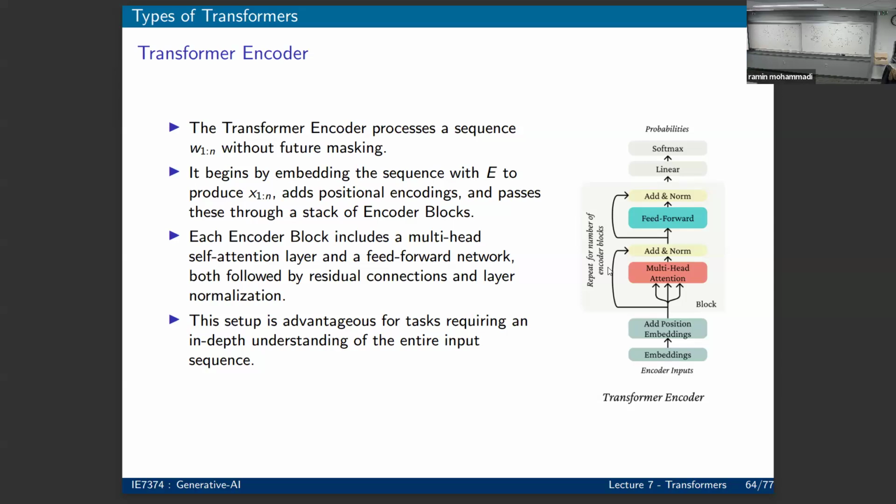You bring it up to add and normalization, goes to feed forward, add and normalization, linear, softmax. This is the encoder, and the softmax is what we were talking about. The encoder was trained basically like that: you predict the same tokens at the top, using a softmax.